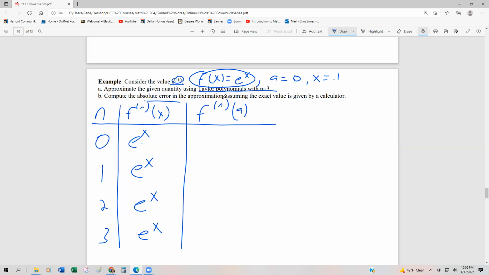All right, so this is going to be e to the 0, which is 1. This is e to the 0, which is 1. This is e to the 0, which is 1. And then surprisingly, this is e to the 0, which is 1.